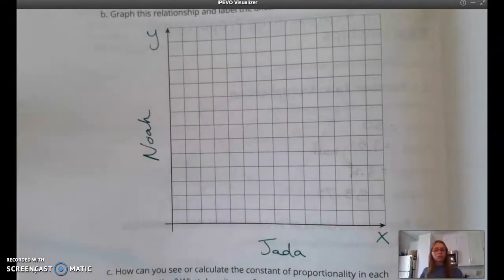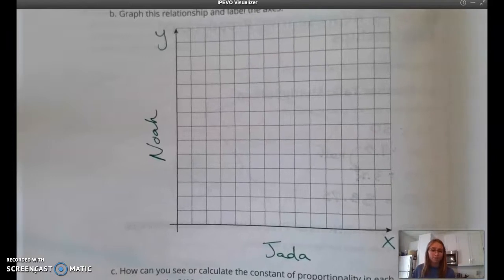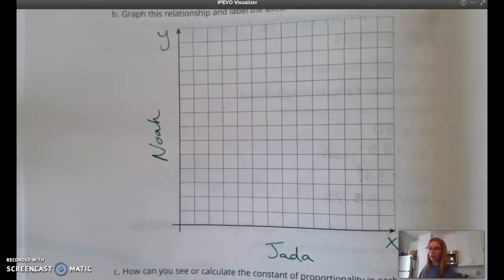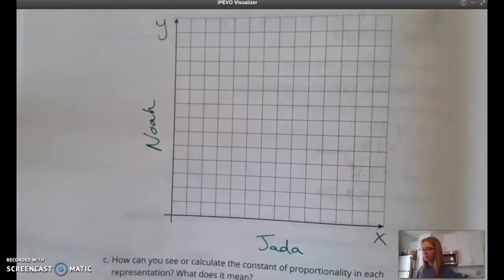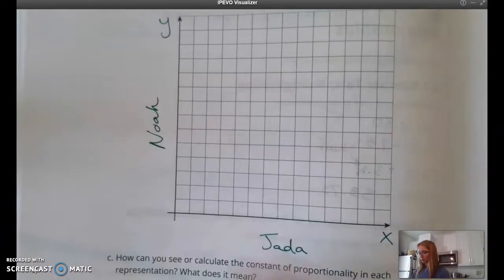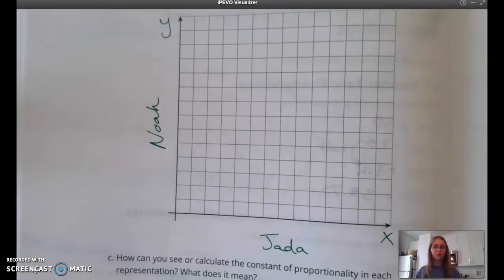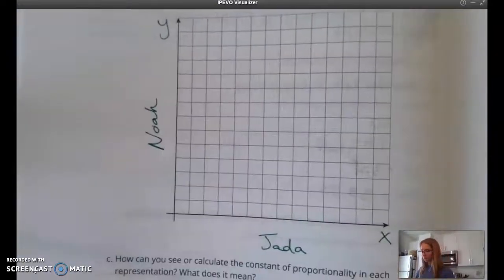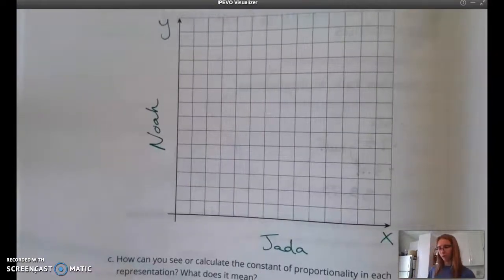Alright, so we have to make sure we label those x and y axes, okay? So that we know what that information is representing, because we're graphing relationships. So now what we need to do is plot our points, but in order to do that, we need to mark up our graph. So we need to put some values on there.